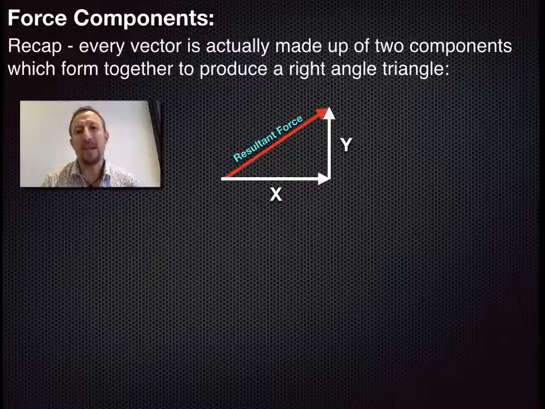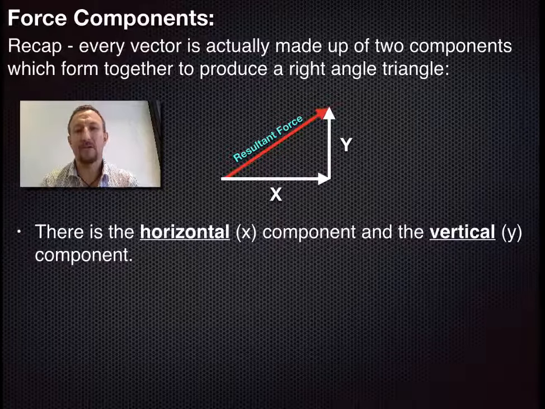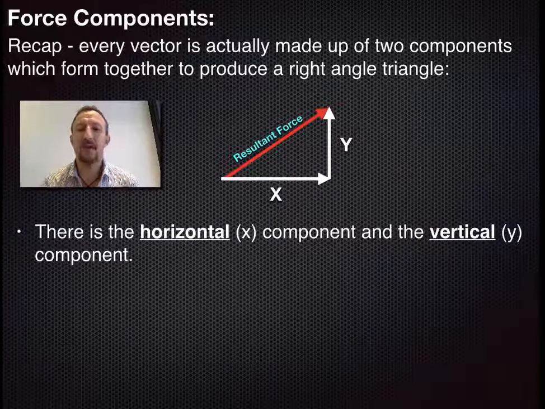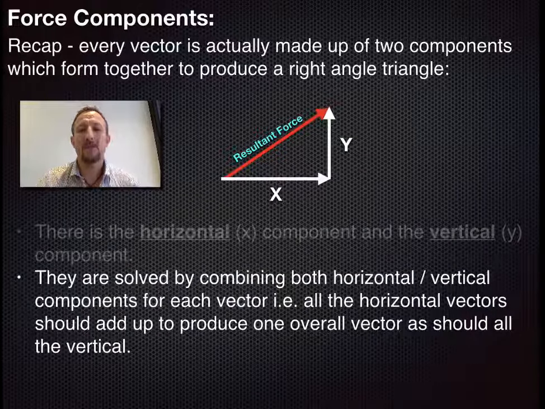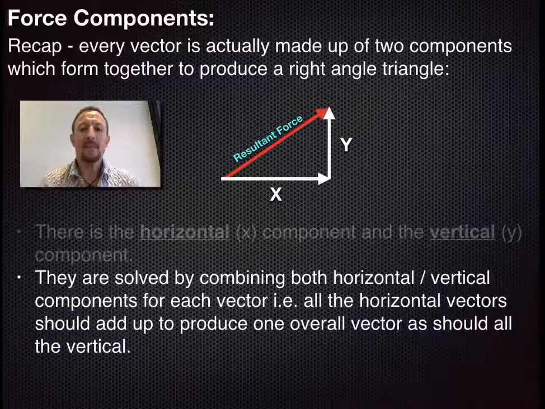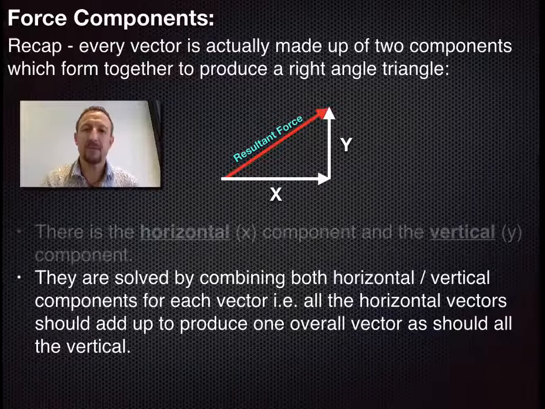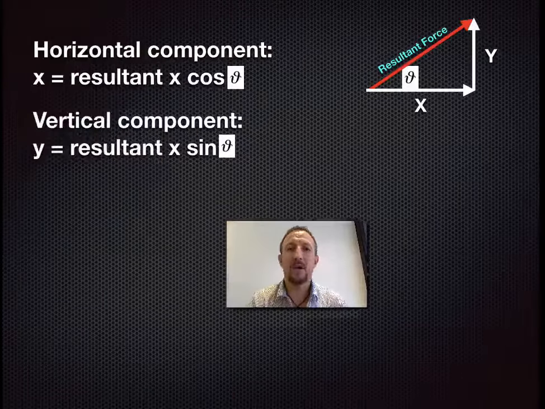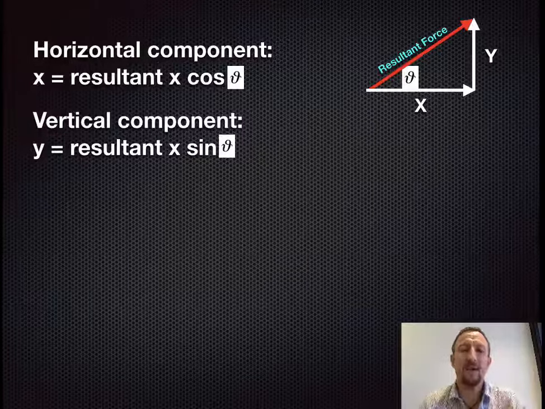So how do we work out the components? Well, as I said, there's a horizontal component which is shown by X and a vertical component which is shown by Y. They can be solved using trigonometry, and basically we get one overall vector which is going to be our resultant. So how do we solve them? It's very, very simple. We're just going to follow the process that we've got here on this slide.